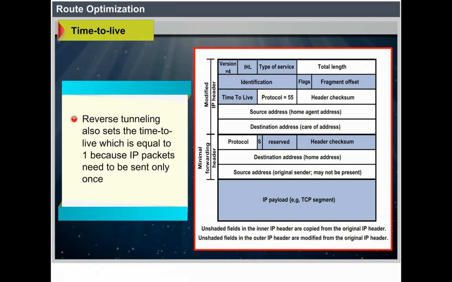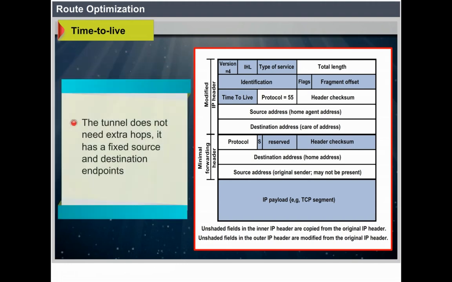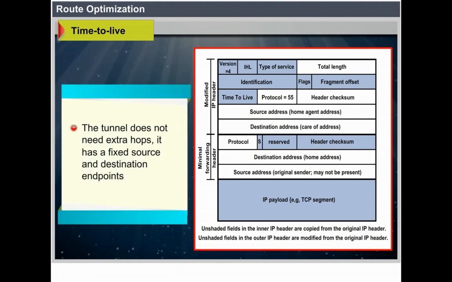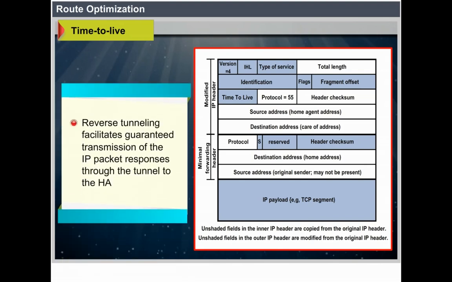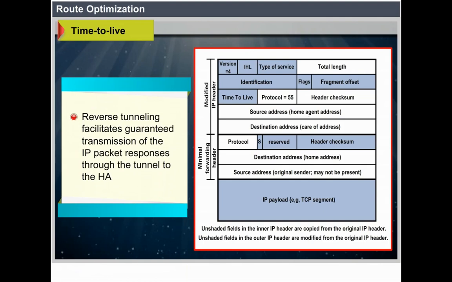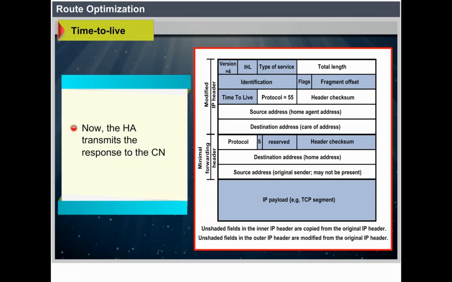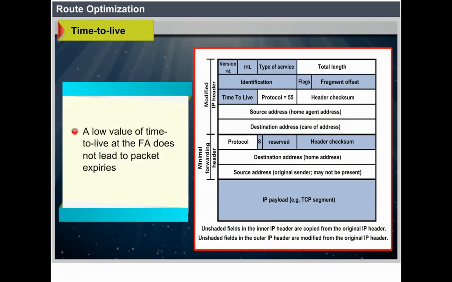Reverse tunneling also sets the time to live equal to 1 because IP packets need to be sent only once. The tunnel does not need extra hops. It has fixed source and destination endpoints. Reverse tunneling facilitates guaranteed transmission of the IP packet responses through the tunnel to the HA. Now, the HA transmits the response to the CN. A low value of time to live at the FA does not lead to packet expiries.